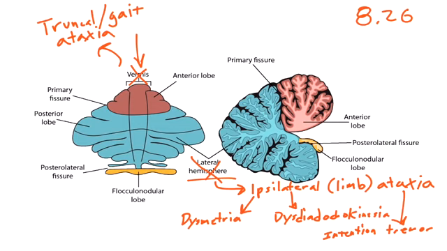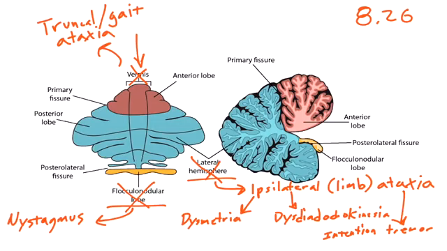On the bottom, we can see the flocculonodular lobe, and this is involved in eye movements. If this is lesioned, the patient will demonstrate nystagmus, or repetitive, uncontrolled eye movements. So this is a general overview of the cerebellum. If you remember what has been described here, you will correctly answer almost all of the cerebellum questions you will get for Step 1.